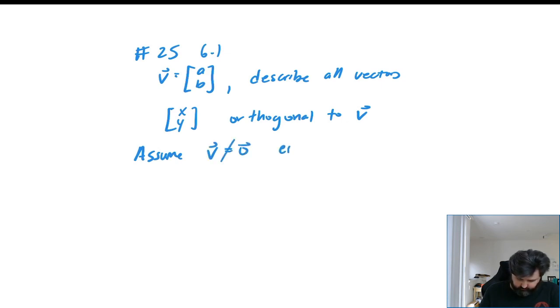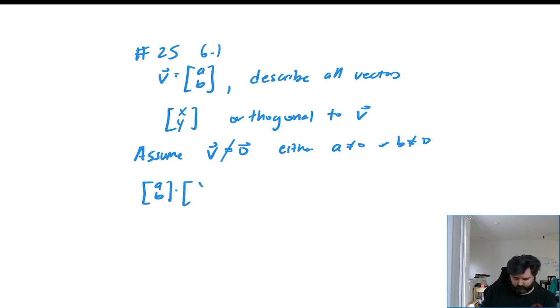So either A is not 0 or B is not 0. Not both of them can be 0. Okay? So just take the dot product. (A, B) dot (x, y) equals 0. We want to know for what x and y are going to be orthogonal to V. So if you do that, you get ax plus by equals 0.